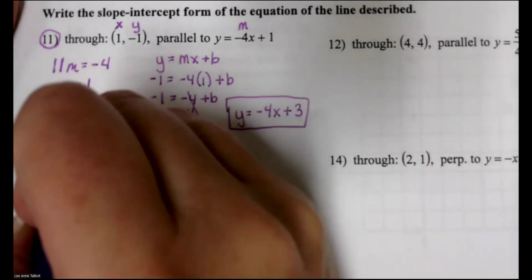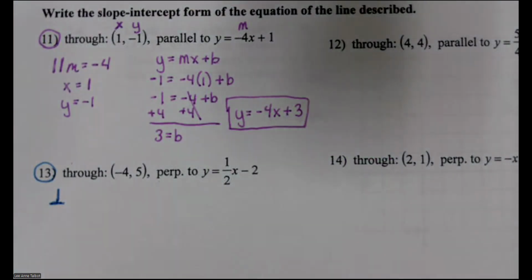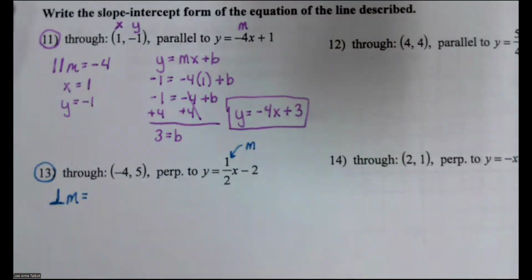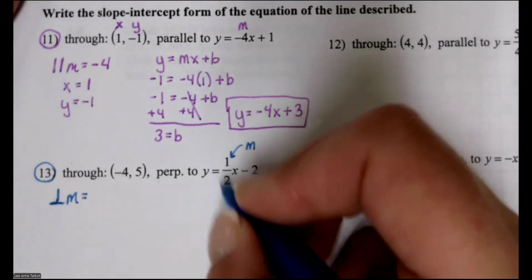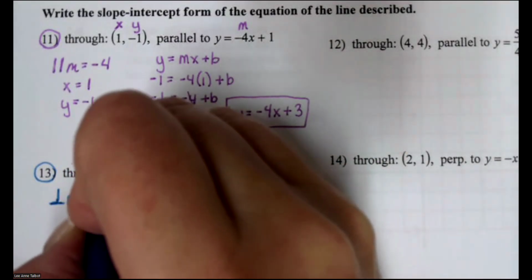But this one says perp. So here's your perp symbol, means 90 degrees. And a perpendicular slope to this. So this is the slope, but what is the perpendicular slope to that? Does anybody remember what we do to get perpendicular? Nobody remember? Yes, flip and switch the sign. Okay, so what would the flip of 1/2 be? 2, and then switch the sign makes it -2.